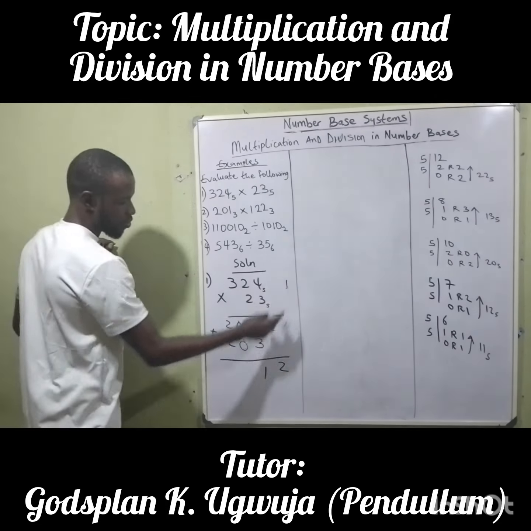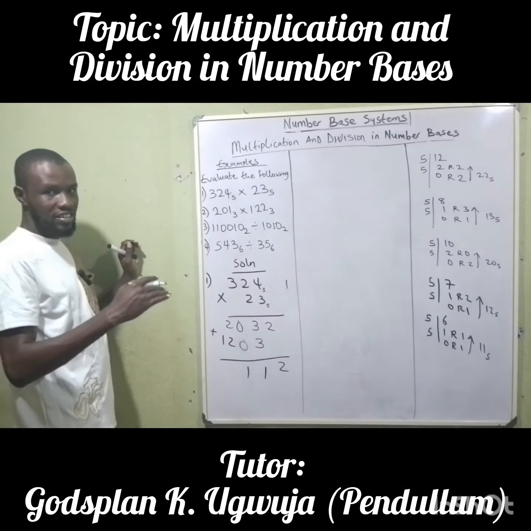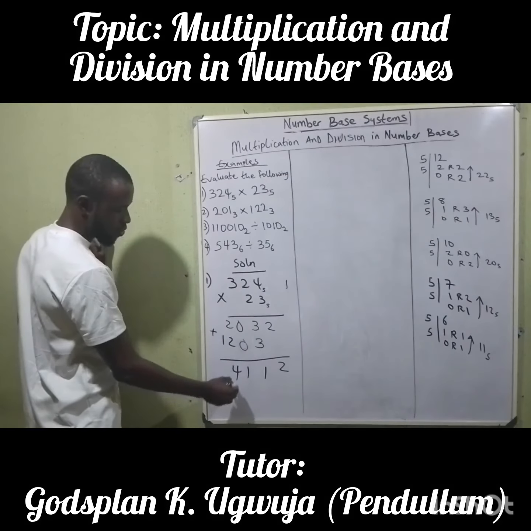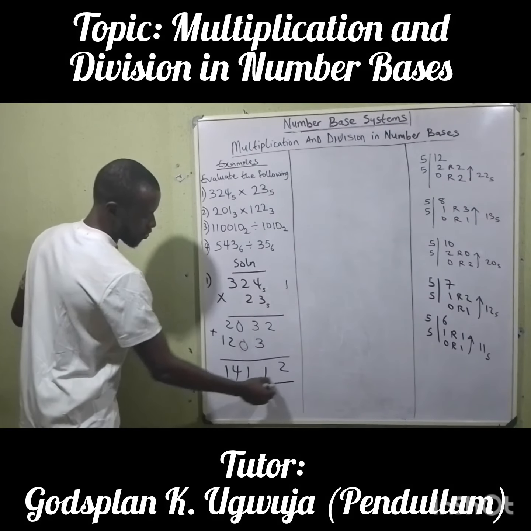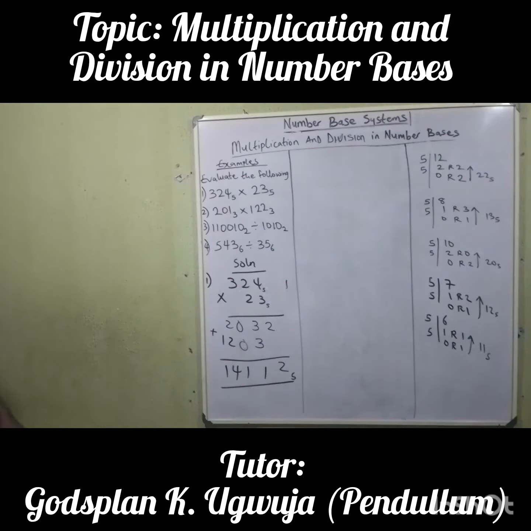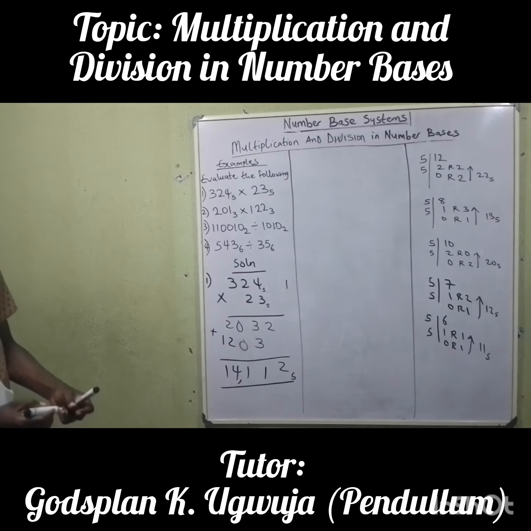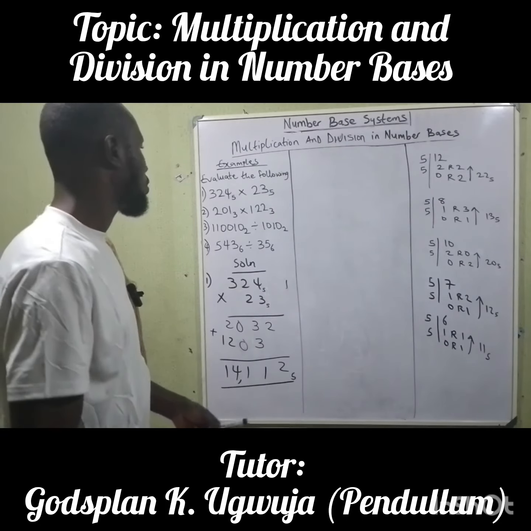0 plus 0, 0 plus 1 is 1. 2 plus 2 is 4. 4 is the highest digit in base 5, so we can write 4 and then 1. So this is our answer in base 5 if we multiply these two numbers: 14112. Okay, so that's quite simple.